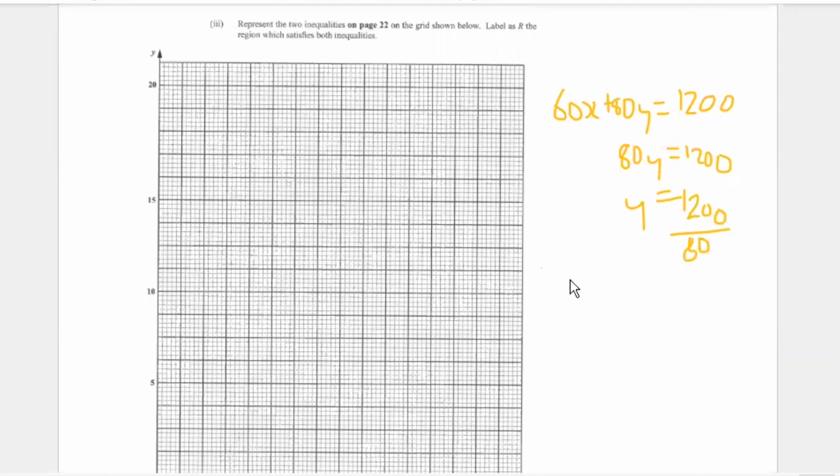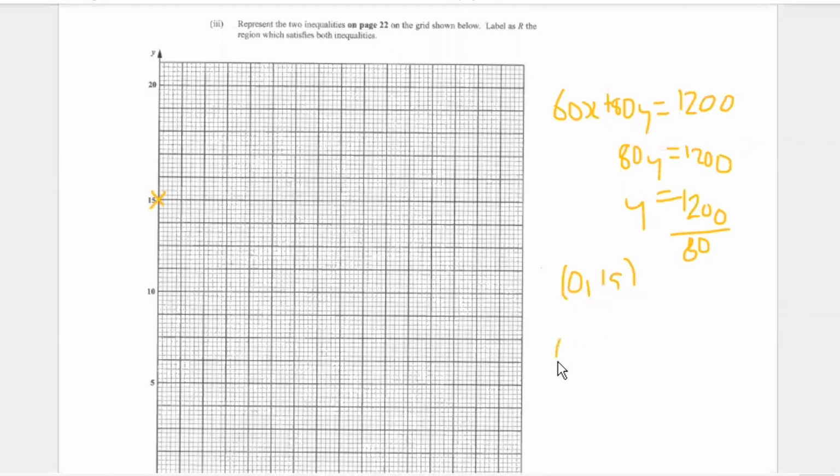$15. So therefore, when x is 0, y is 15. So that's one of our first points that we can plot. So when x is 0, y is 15. Now, this is our first point, x is 0, y is 15.